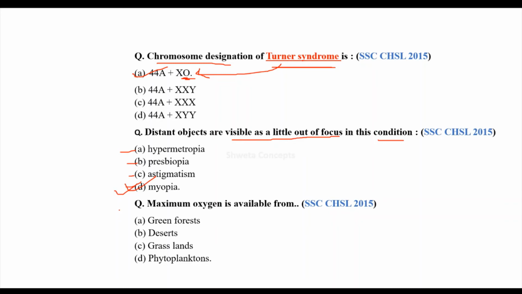Now next question is, maximum oxygen is available from A, green forest, B, desert, option C, grassland and D, phytoplanktons. Now the correct answer is phytoplanktons, option D. So phytoplanktons generate the maximum oxygen. And one related question, where are phytoplanktons generally found? These are the small green plants that are found at the bottom of water, right? Ocean, river, these things.